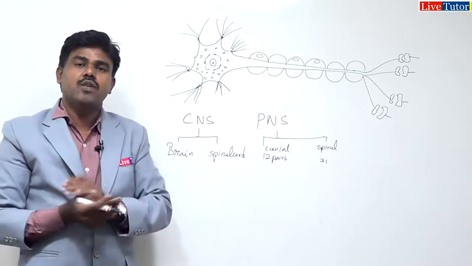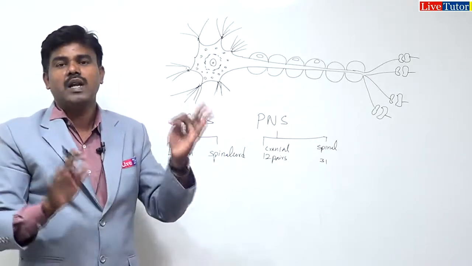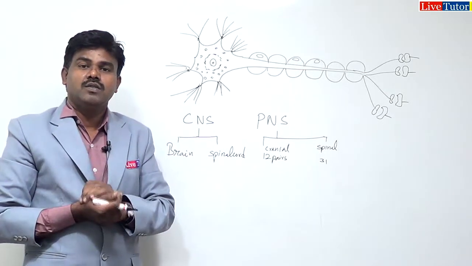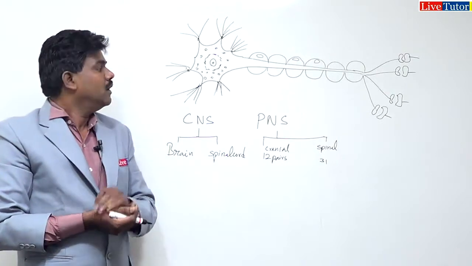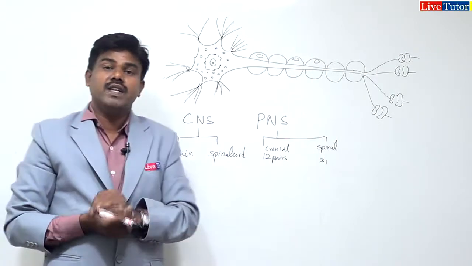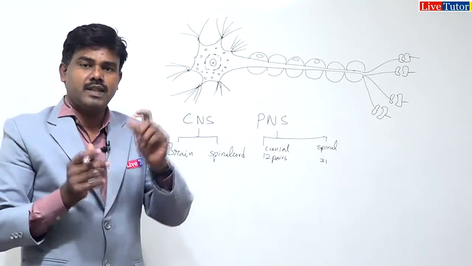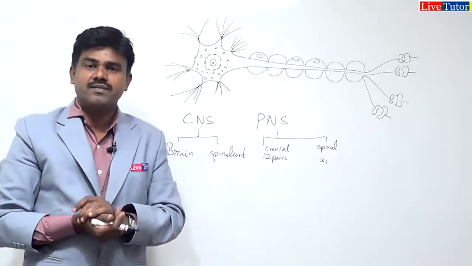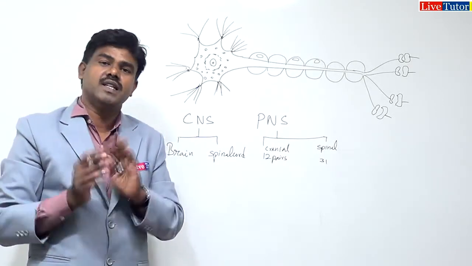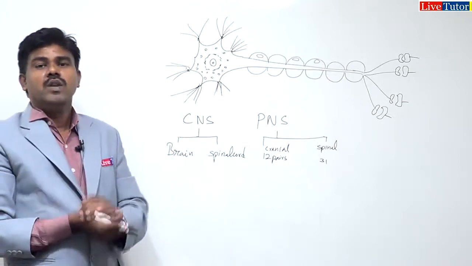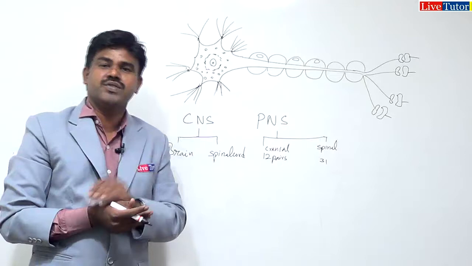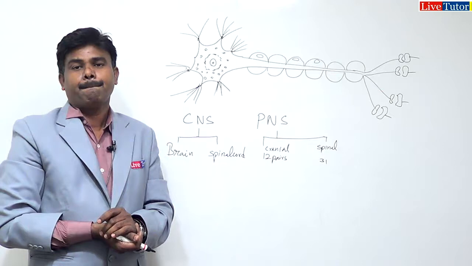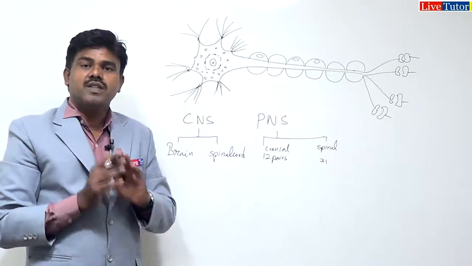What are the types of neurons? Unipolar, bipolar and multipolar. Where is the unipolar neuron found? Generally in embryos. Where is the bipolar neuron found? In the retina of the eye. The multipolar neuron is found in the cerebral cortex. Most of the neurons in our body are multipolar neurons.